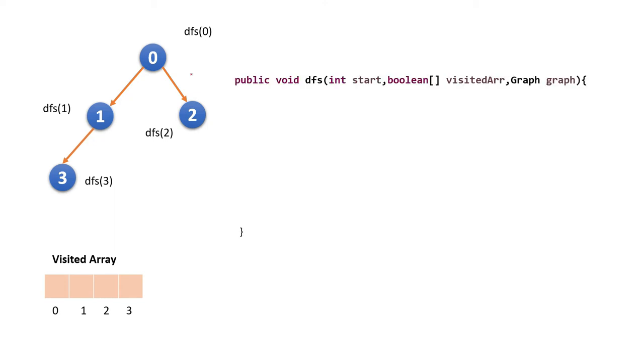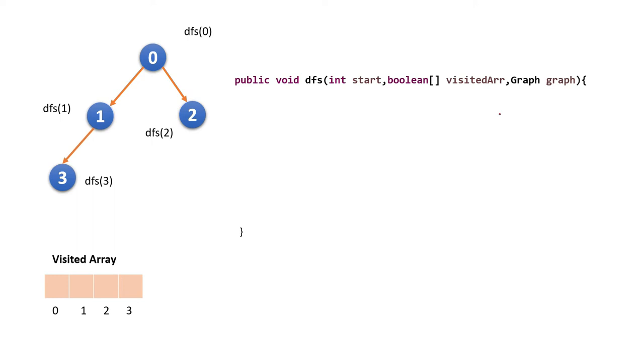So here we just define a function called DFS. The parameter will be the start point, that is, from which node to start. Then a boolean visited array, because this one we have to keep on updating. Then a graph class, which maintains the adjacency list and other information, so that we have to keep on passing.